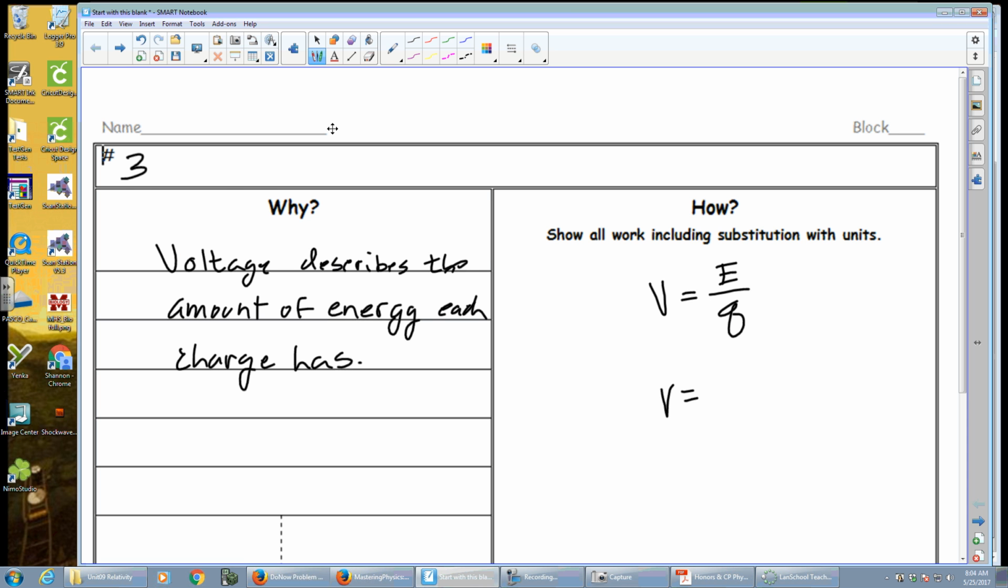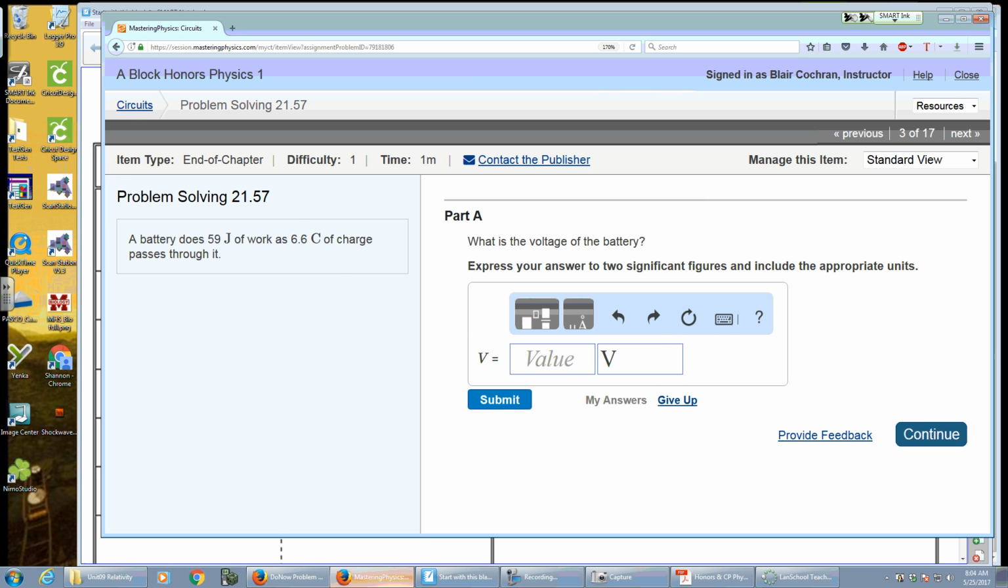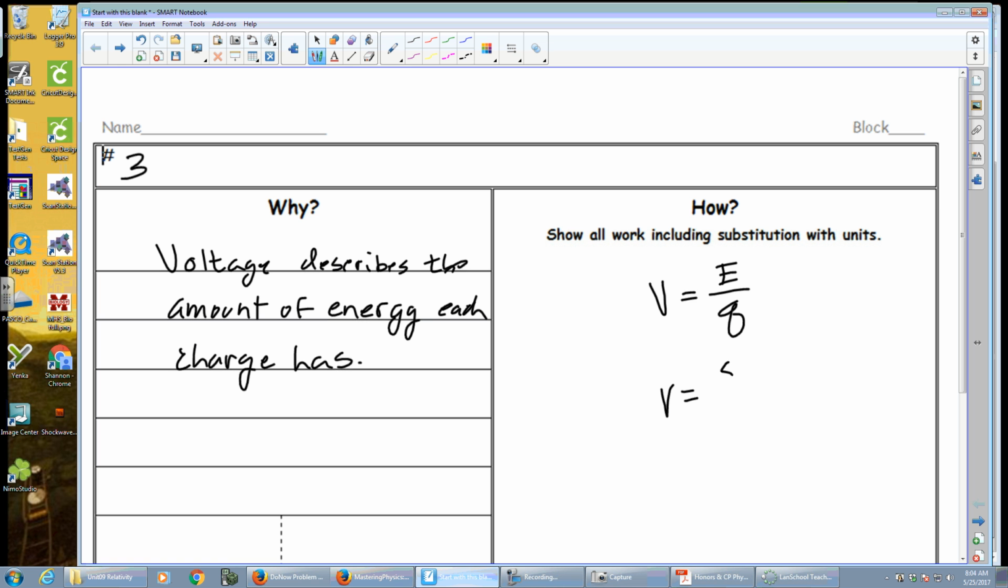They tell me the energy, 59 joules. They tell me the charge, 6.6 coulombs. My answer will be in volts because it's joules per coulomb. Yay! And there was much rejoicing.